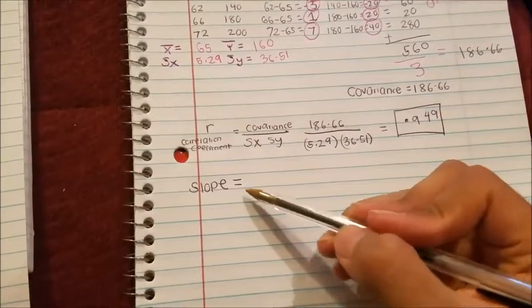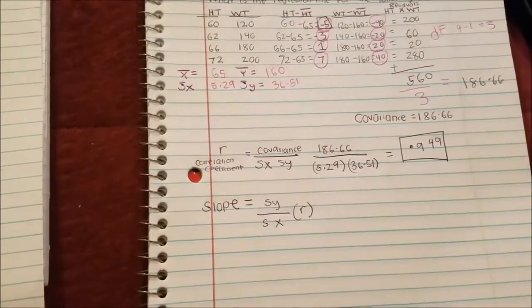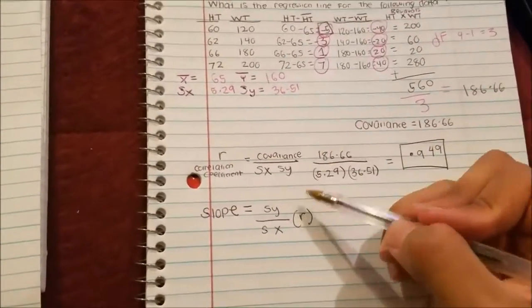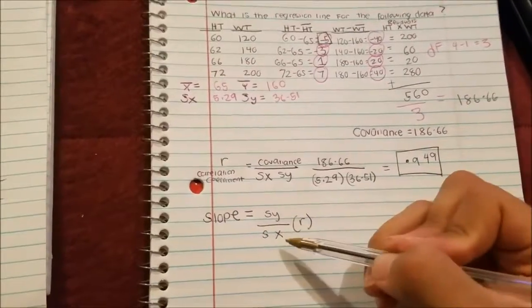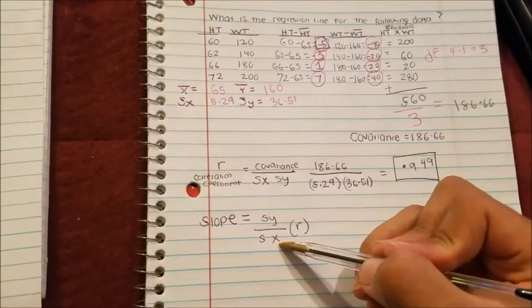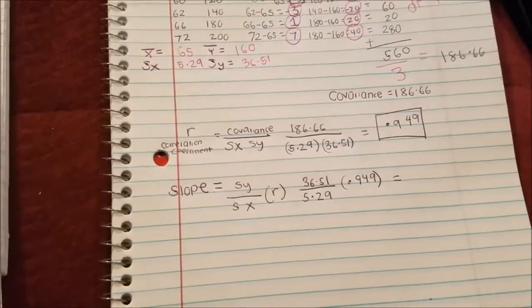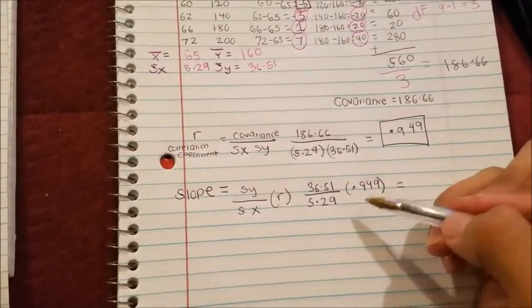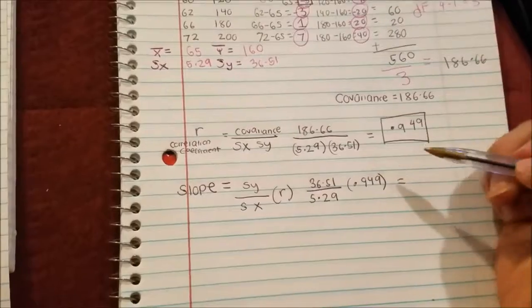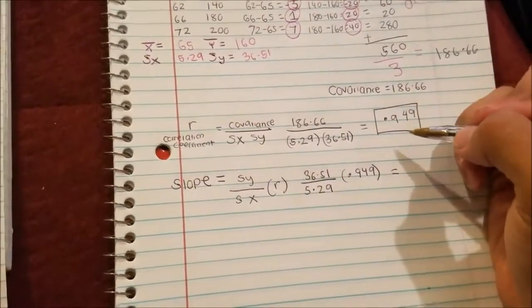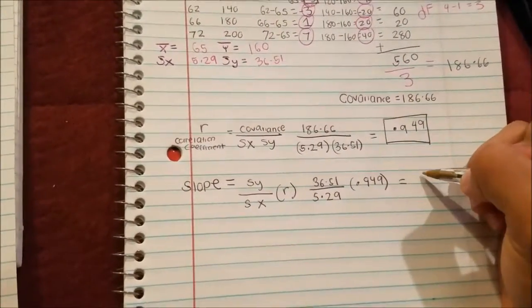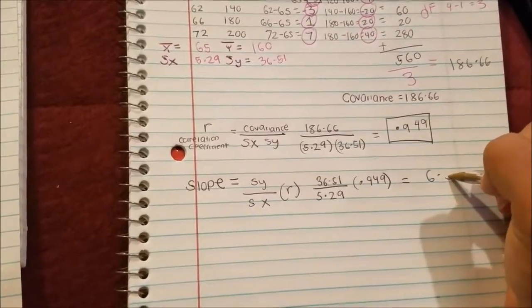Now our next step is to find the slope. The slope is simply the standard deviation of weight over the standard deviation of x times the correlation coefficient. I've already plugged in all of our numbers and calculated it on my calculator. And what we get for the slope is 6.55.